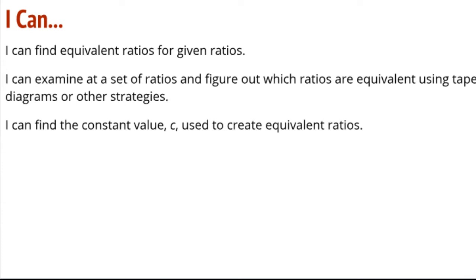I can examine a set of ratios and figure out which ratios are equivalent using tape diagrams or other strategies. So if we're given 3 different ratios, we can say, are any of these equivalent to each other? And then we can also find a constant value, and we're going to use little lowercase c here, used to create equivalent ratios. And we'll take a look at what that is.